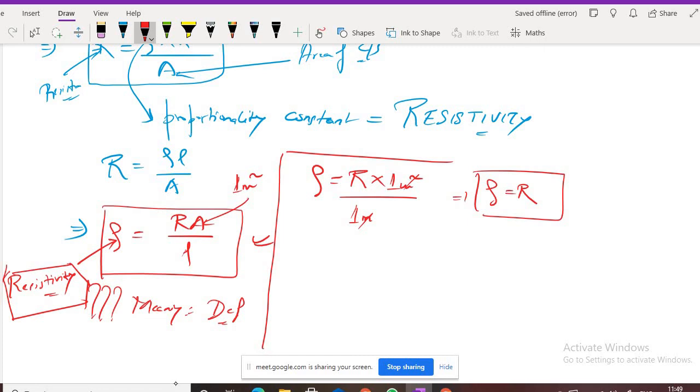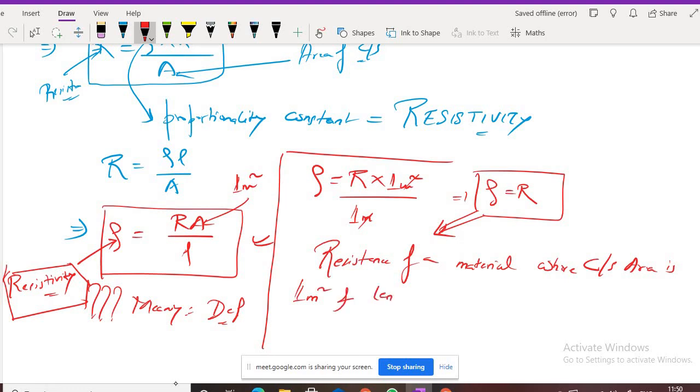So from here we can define resistivity. Resistivity is the resistance of a conductor. Rather, we can say it is the resistance of a material whose cross-sectional area is 1 meter square and length is 1 meter. Have you understood?